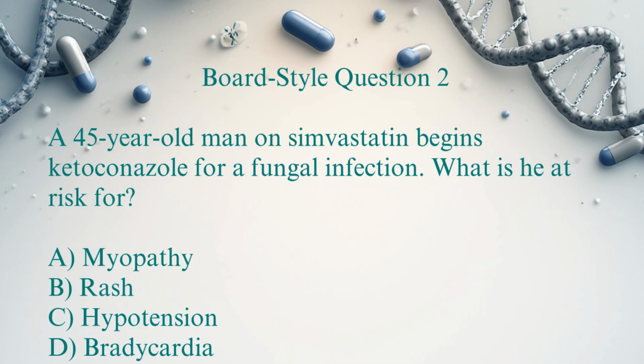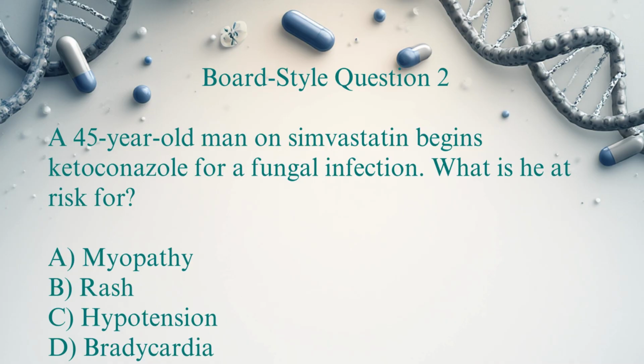Myopathy. Here's the rationale. Ketoconazole is a strong CYP450 inhibitor, specifically of CYP3A4, the same enzyme that helps metabolize simvastatin. When ketoconazole is added, it slows down the metabolism of simvastatin. That means simvastatin stays in the bloodstream longer and its plasma levels rise. Elevated statin levels increase the risk of muscle toxicity. This can present as myalgias, muscle pain, weakness, and in more severe cases, rhabdomyolysis, where muscle breakdown can lead to kidney damage. So the key idea is inhibitor plus statin, higher statin levels, myopathy risk.